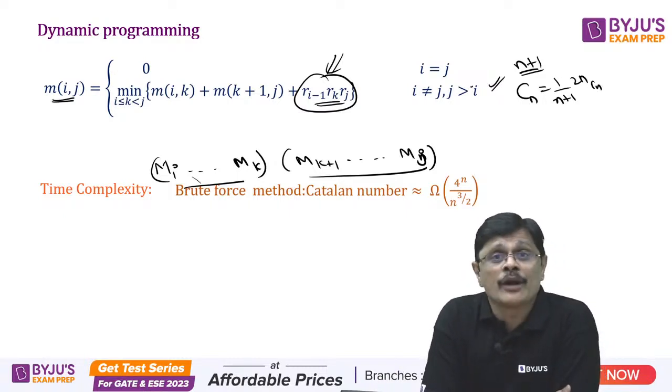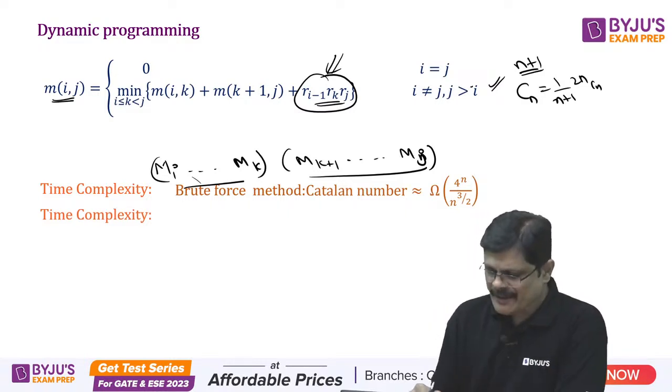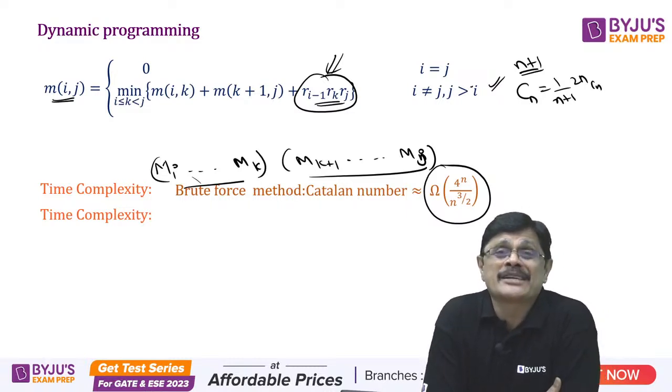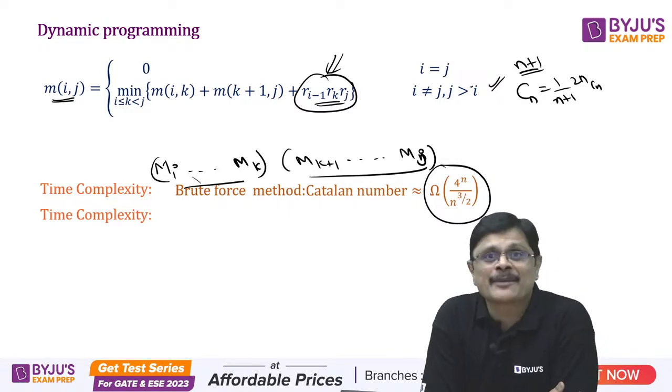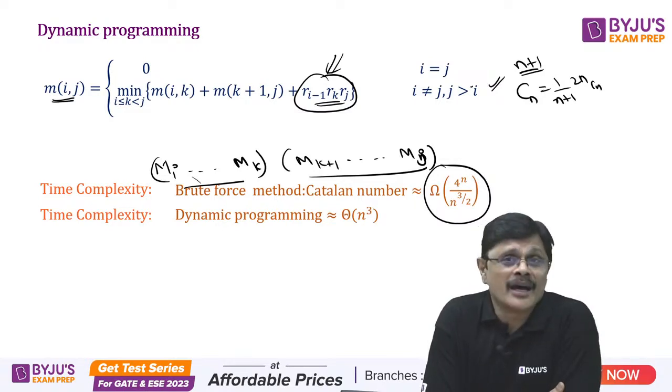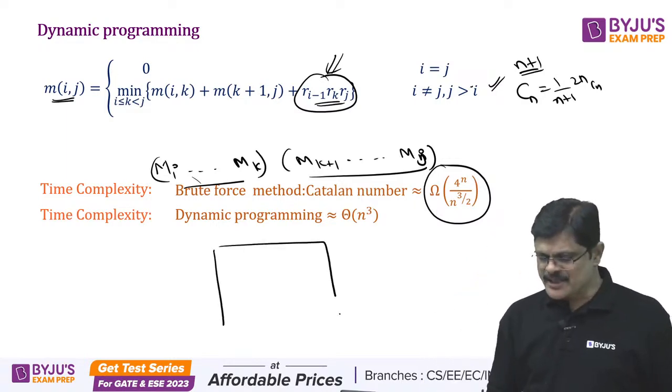For every order you have to find how many multiplications are required. And this Catalan number has 4 power n by n power 3 by 2 as the lower bound, my dear friends. Okay, that is the complexity if you use the direct method. But whereas if you use dynamic programming method, we can do it in order n cube, my dear friends. Order n cube, we can complete the entire solution. We can solve this problem in theta n cube.